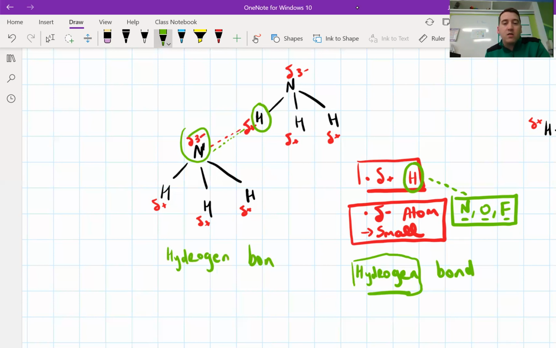So this is stronger than dipole-dipole forces or van der Waals forces. So this is technically the strongest type of intermolecular force. The effect that this is going to have on boiling points and melting points is that these types of molecules are going to have slightly higher melting and boiling points than molecules with dipole-dipole forces or with just van der Waals forces. So they're a little bit increased strength.